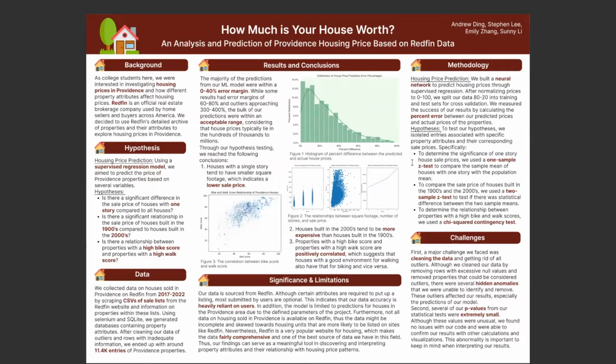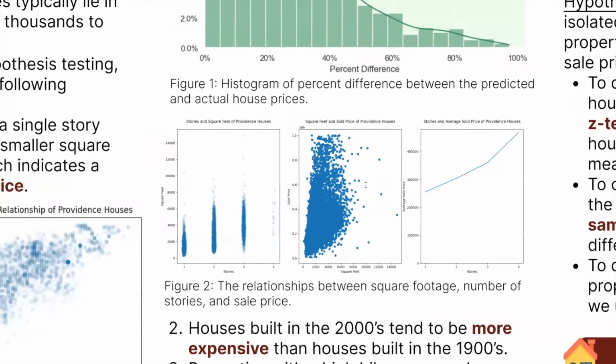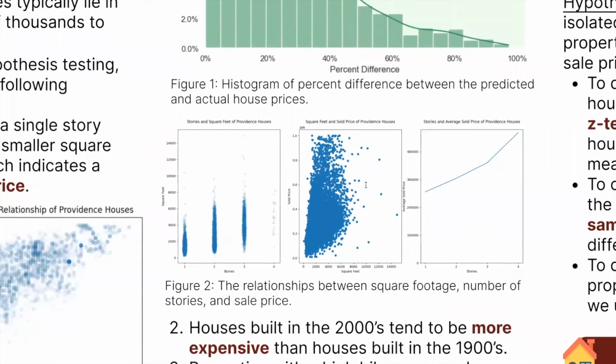And we discovered that houses with a single story tend to have a smaller square footage, which means they have a lower sale price because a smaller living area is being sold in general. So if we look at figure 2 in our poster, we can see that these 3 graphs show the relationships between square footage, number of stories, and sale price. And in general, the trend is as the number of stories goes up, the square footage goes up, and the sale price goes up as well.